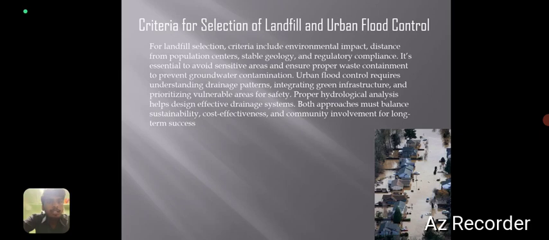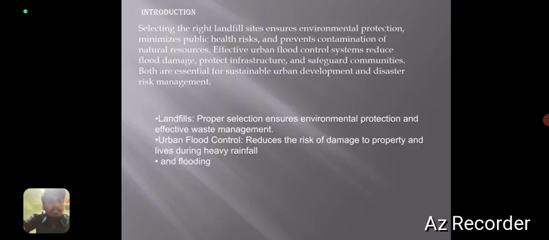Urban flood control requires understanding drainage patterns. Proper hydrological analysis helps design effective drainage systems. Both approaches must balance sustainability, cost effectiveness, and community involvement for long-term success.